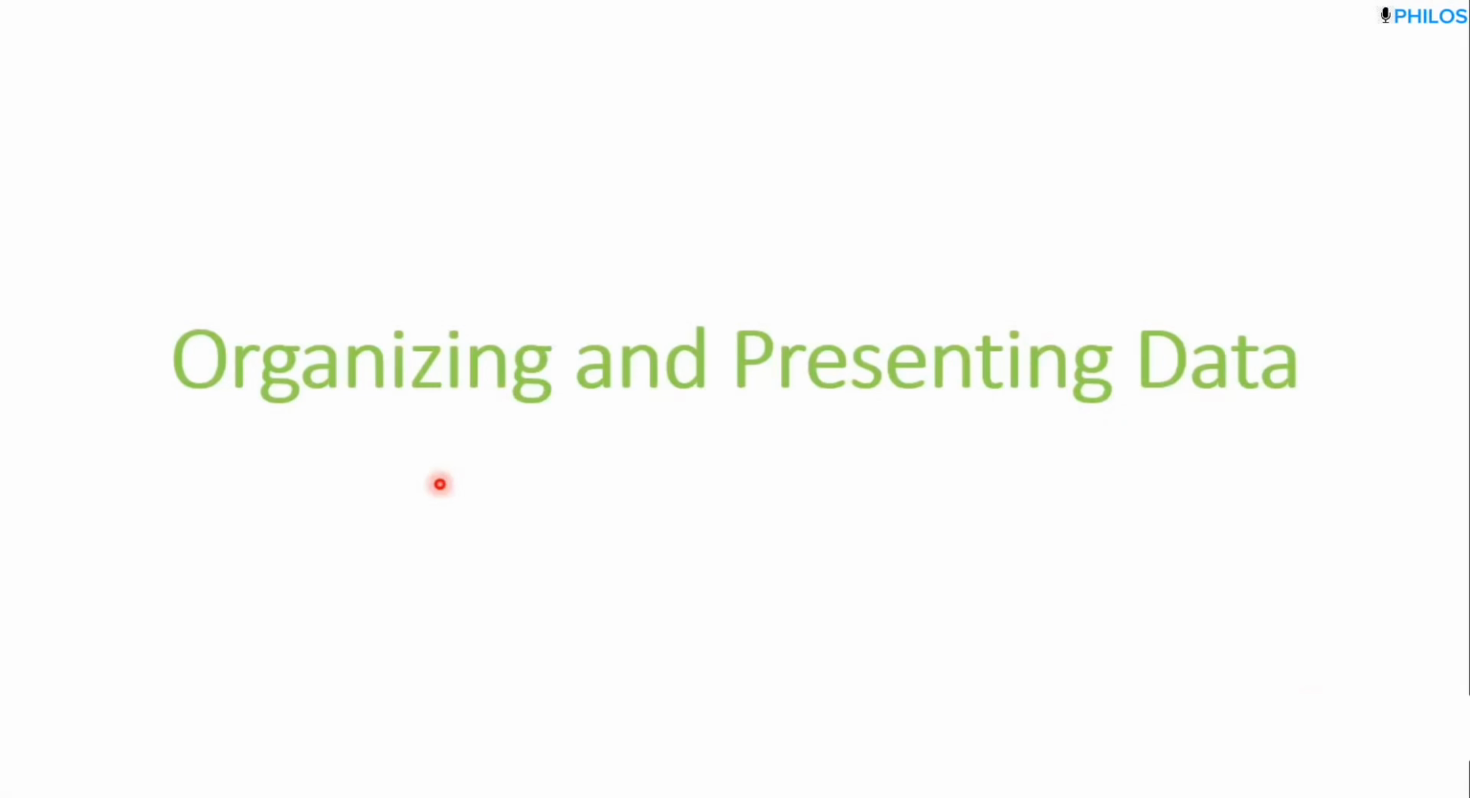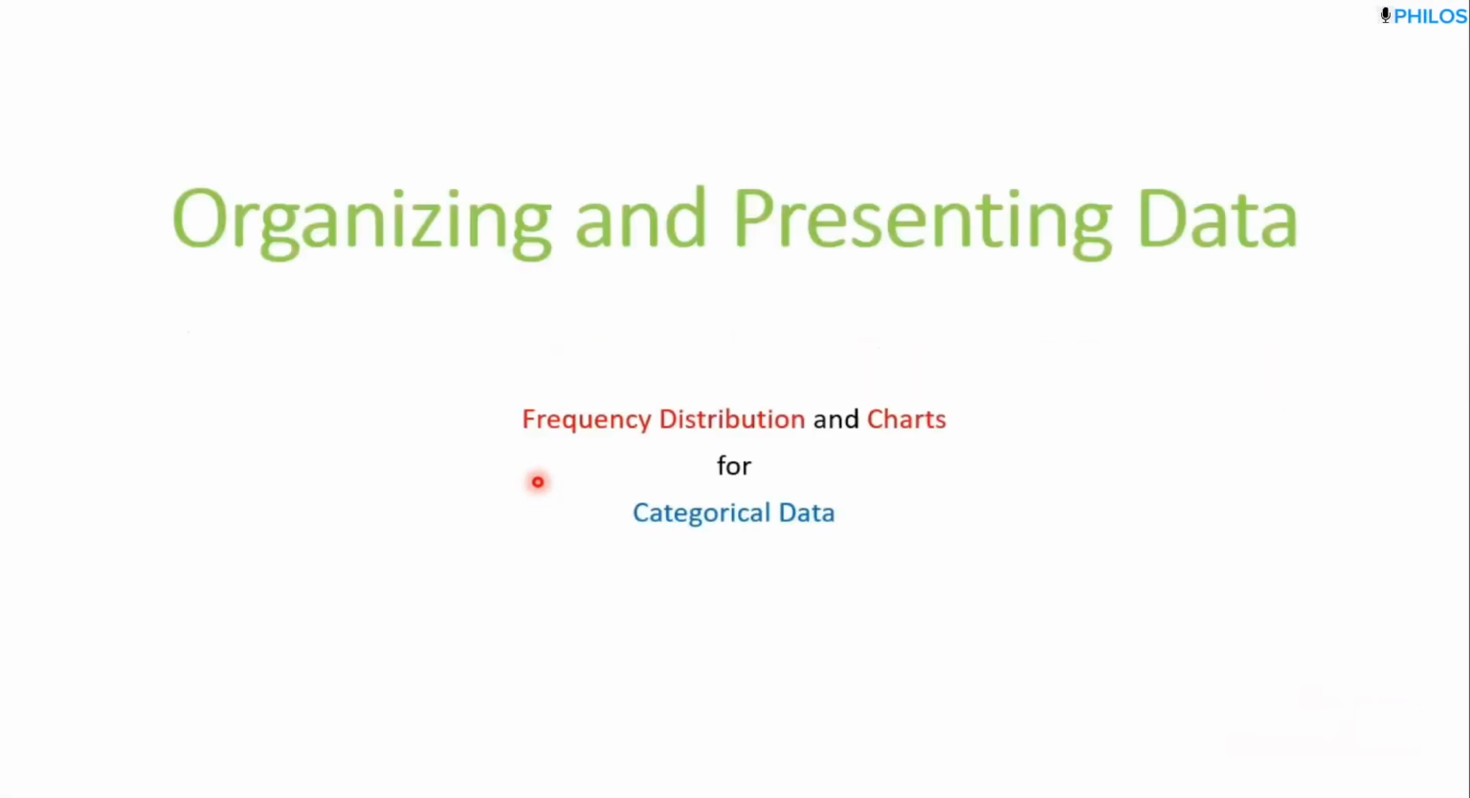This is another stage of the tutorial and we are going to be looking at how to organize and present data. So the first topic we are going to be looking at under this is categorical data. So we are going to look at frequency distribution and charts for categorical data. To make this tutorial short and easy to understand, let's take an example and work together with that.